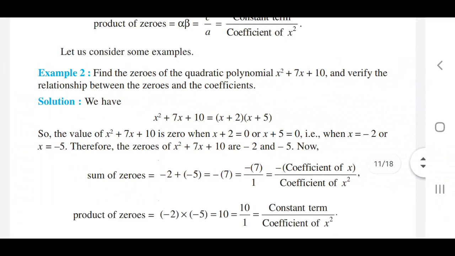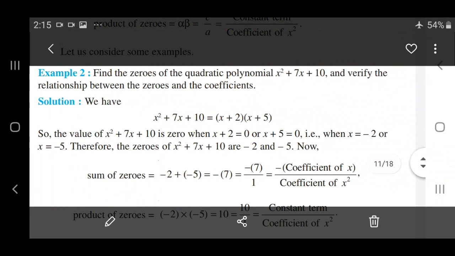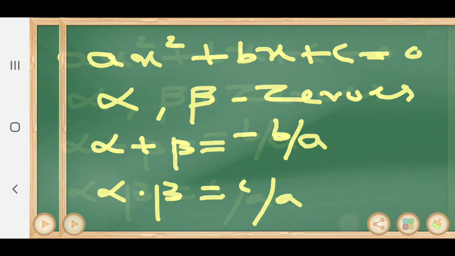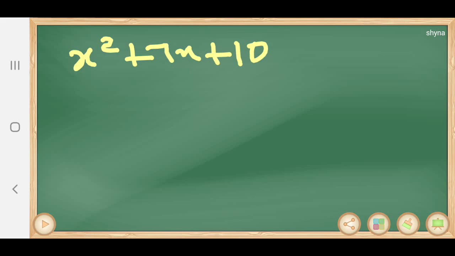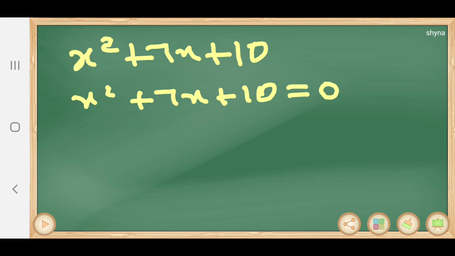Find the zeros of a quadratic polynomial x square plus 7x plus 10, and verify the relationship between the zeros and the coefficients. Given polynomial is x square plus 7x plus 10. We have to find its zeros. So to find the zeros, we can write this as x square plus 7x plus 10 equal to 0.